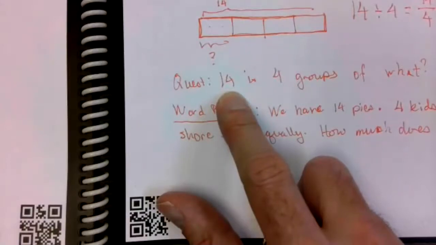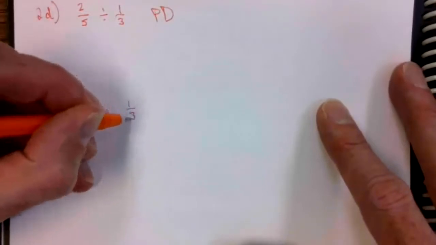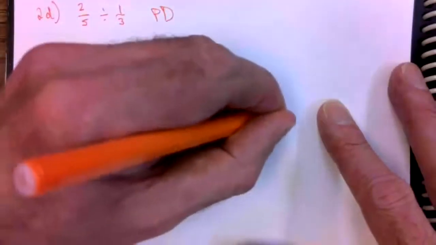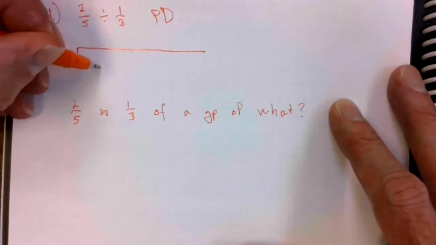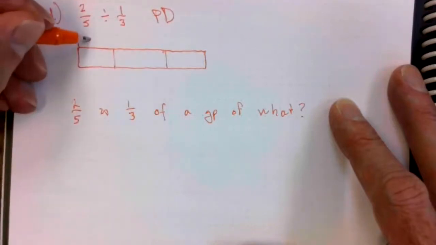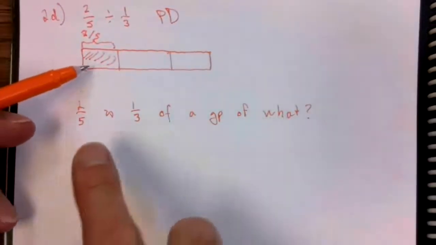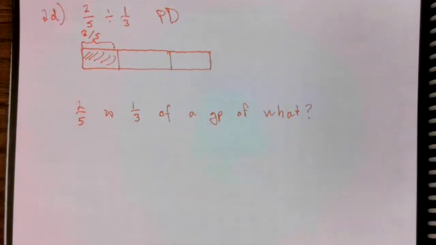So kind of our models here like this. So 2/5 is 1/3 of a group of what? Now instead of the 2/5 being the whole thing, I'm going to do this. So the 2/5 is not the whole thing. I've divided the whole thing into 3 pieces. It's the 1/3. Right, there's your 1/3.